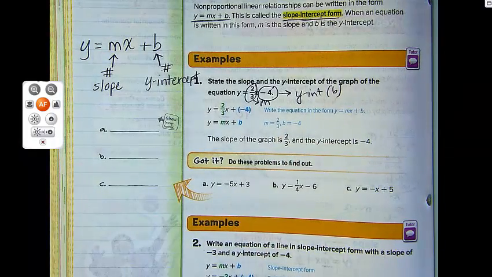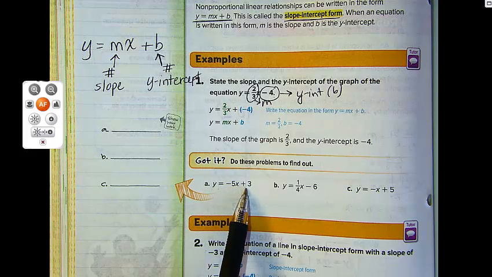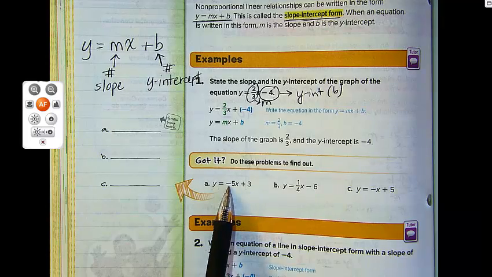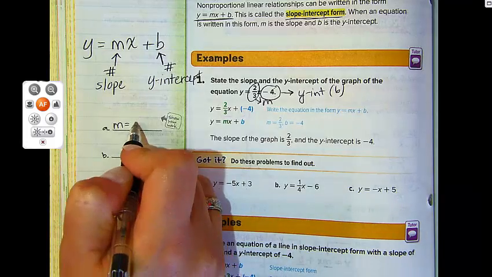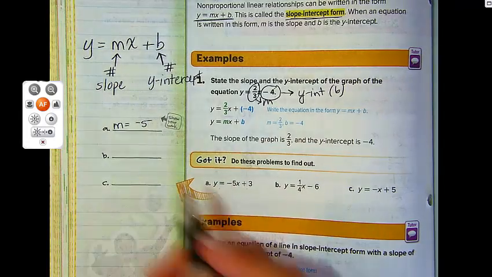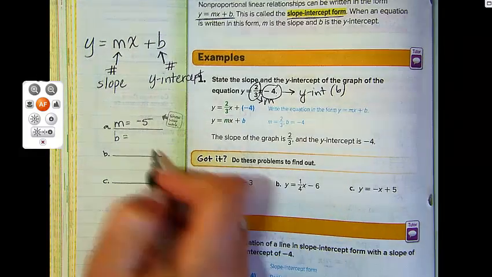Okay? So if I look at these examples down here, y equals a negative 5x plus 3. The number connected to x is the slope, so my slope is a negative 5. My y-intercept, which is b, is a positive 3.